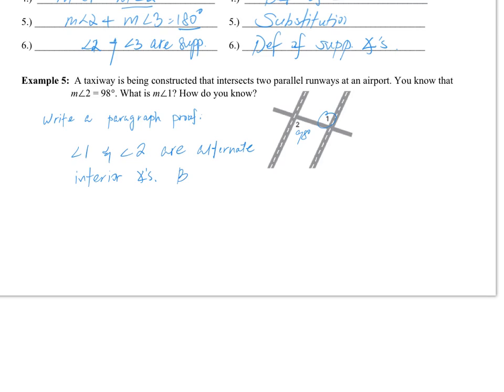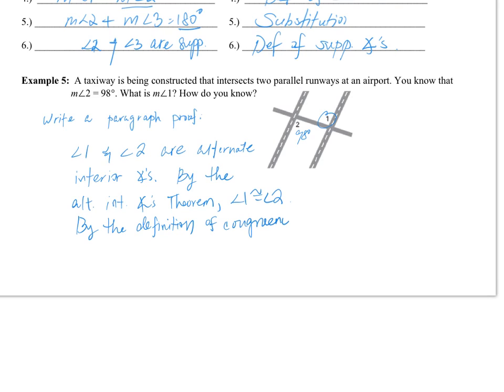So by the alternate interior angles theorem, angle 1 will be congruent to angle 2. So by the definition of congruence, measure angle 1 would equal measure angle 2, which equals 98 degrees.